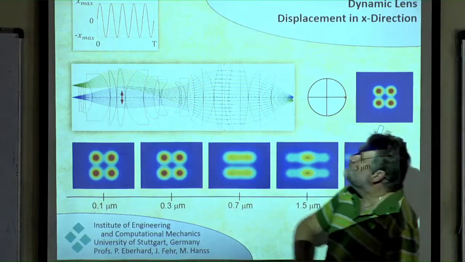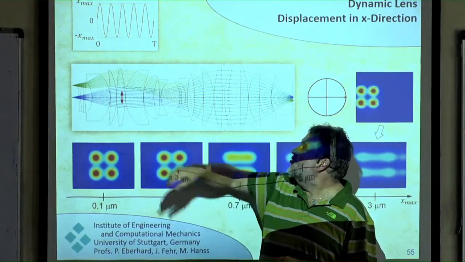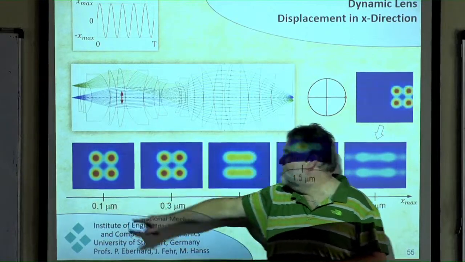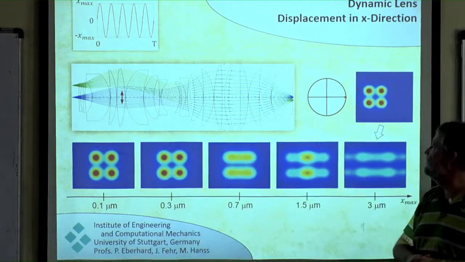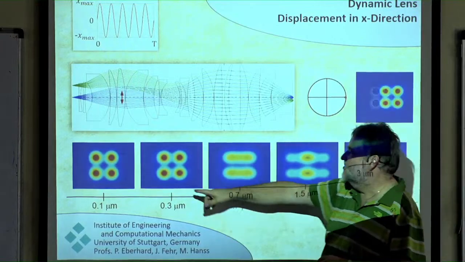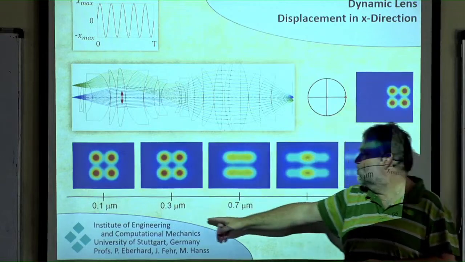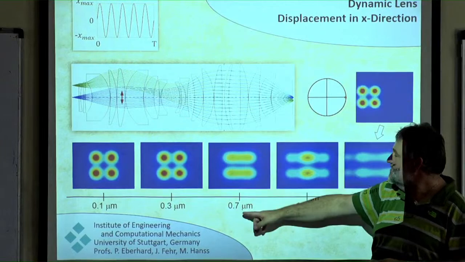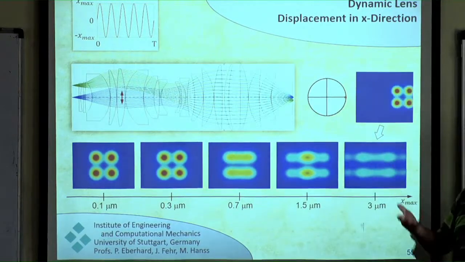And here we use a sinus-shaped disturbance signal with a certain amplitude. If the amplitude is very small, 0.1 micrometer, then it looks good. So clearly separated, it's maybe moving around, okay, but nearly nicely separated. Now, if you increase the amplitude to 0.3 micrometer, 0.7 micrometer, you can see already, if you have 0.7 micrometer vibration amplitude, the optical system is destroyed.